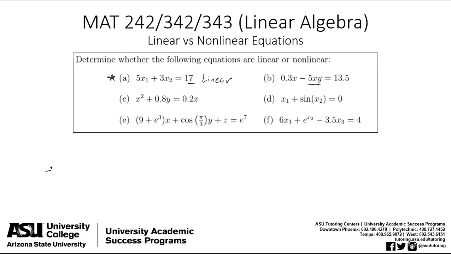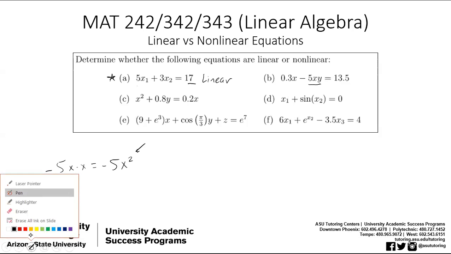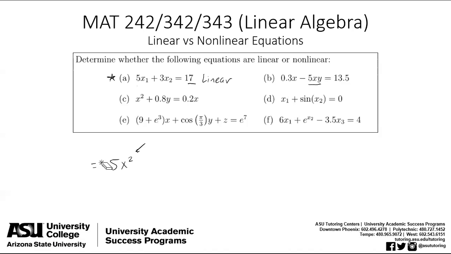So if I had negative 5x times x. Well, x times x is x squared, right? And that's certainly not linear. That is quadratic. So if they were the same variable, we wouldn't be allowed to multiply them together. That rule holds over if they're two different variables. Okay, so we are not allowed to multiply two variables together or divide two variables because that would make it non-linear. Okay, so our example B is non-linear. Go ahead and write that. This is not linear.